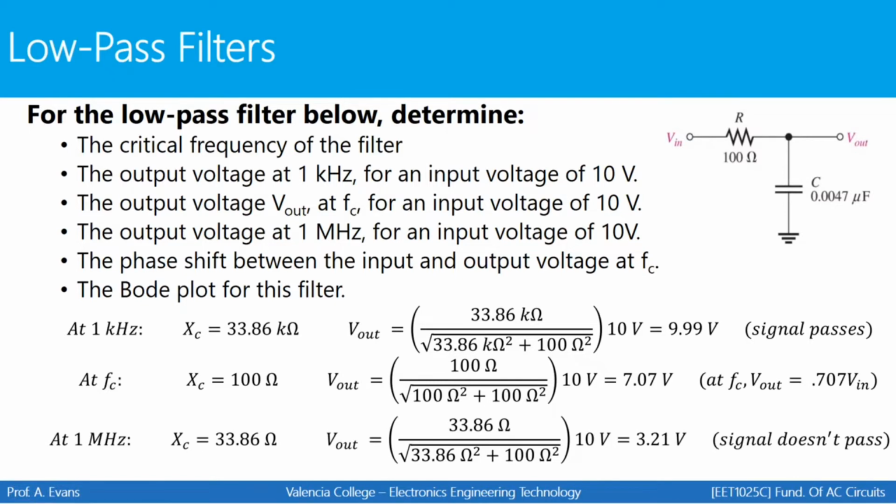So let's say that I look at the frequency when there's 1 megahertz as the frequency for the input. XC is now a lot smaller than it was before. When I set up my voltage divider, I see that the output is 3.21 volts. That's a signal that doesn't pass. I put in 10 volts, I got 3.21 out. That signal is not passing. That's what we call that. So this is a low-pass filter that will pass frequencies at FC or below. This is much higher than FC, therefore that signal is not passing.